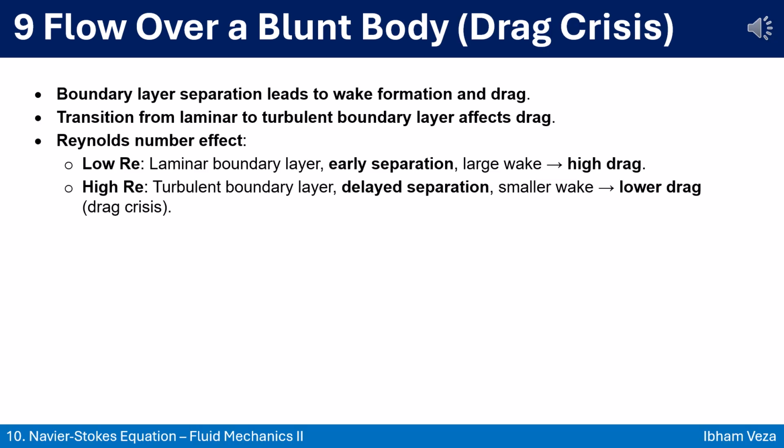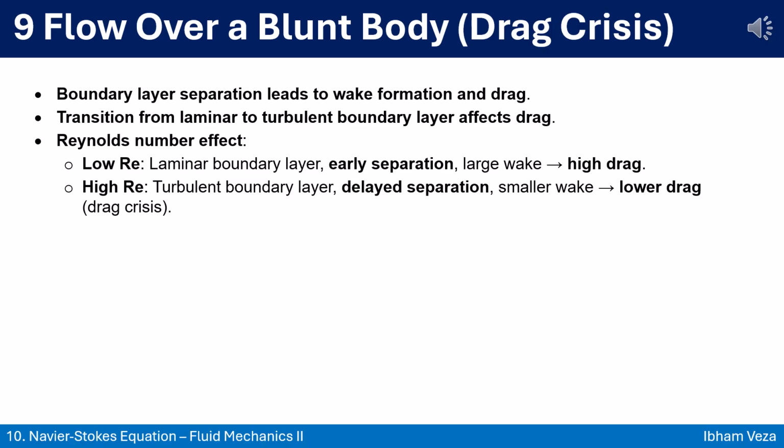9. When drag drops suddenly. The drag crisis explained. Not all flow over a body is smooth and predictable. When the fluid meets a blunt object, like a sphere or cylinder, boundary layer separation is inevitable. This separation creates a wake, and that wake is the main source of pressure drag.